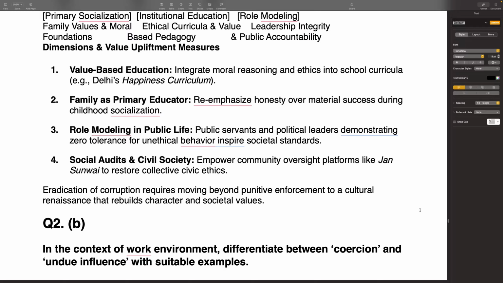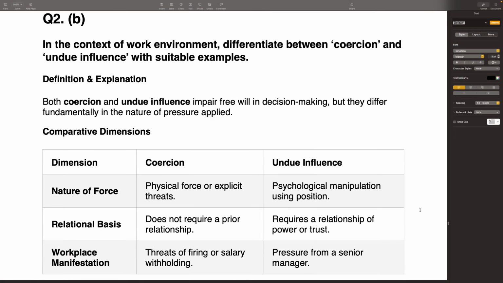Role modeling in public life: public servants and political leaders demonstrating zero tolerance for unethical behavior inspire societal standards. Social audits and civil society empower community oversight; platforms like Jan Sunwai restore collective civic ethics. Eradication of corruption requires moving beyond punitive enforcement to a cultural renaissance that rebuilds character and societal values.